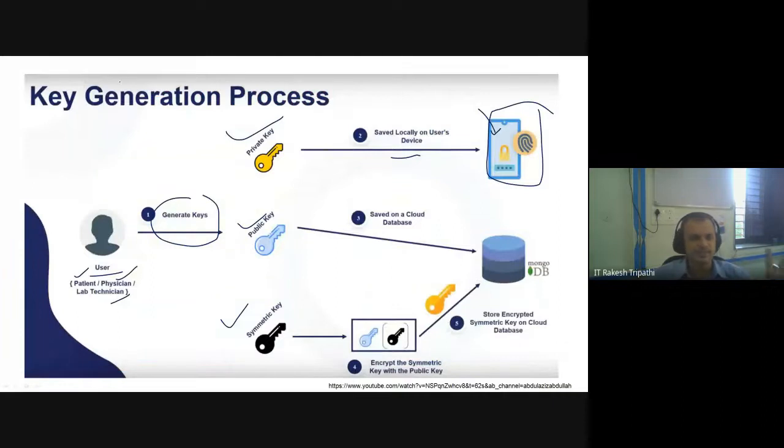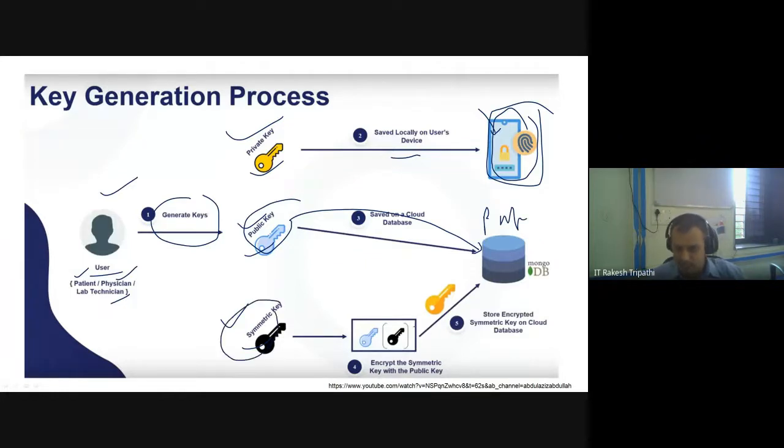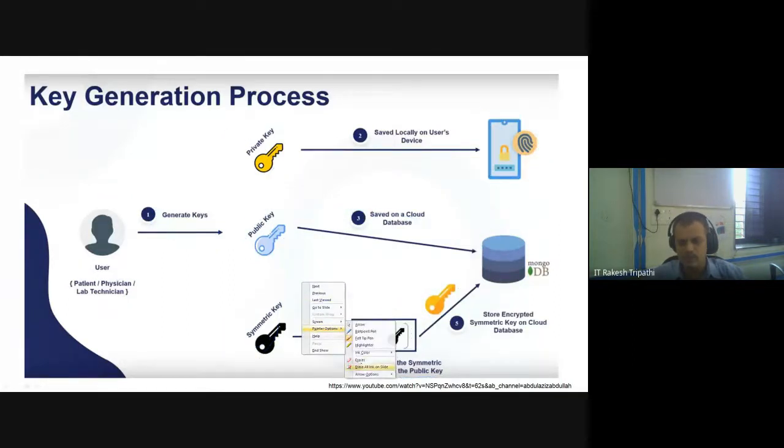Okay. Now the first process is that a user has to generate three keys: private key, public key, and symmetric key. The private key will be stored in my wallet. I'm keeping it with myself. The public key I keep in my public cloud. Anybody can see it. And I have my symmetric key. I encrypt my symmetric key with my public key, and I keep this on the cloud.